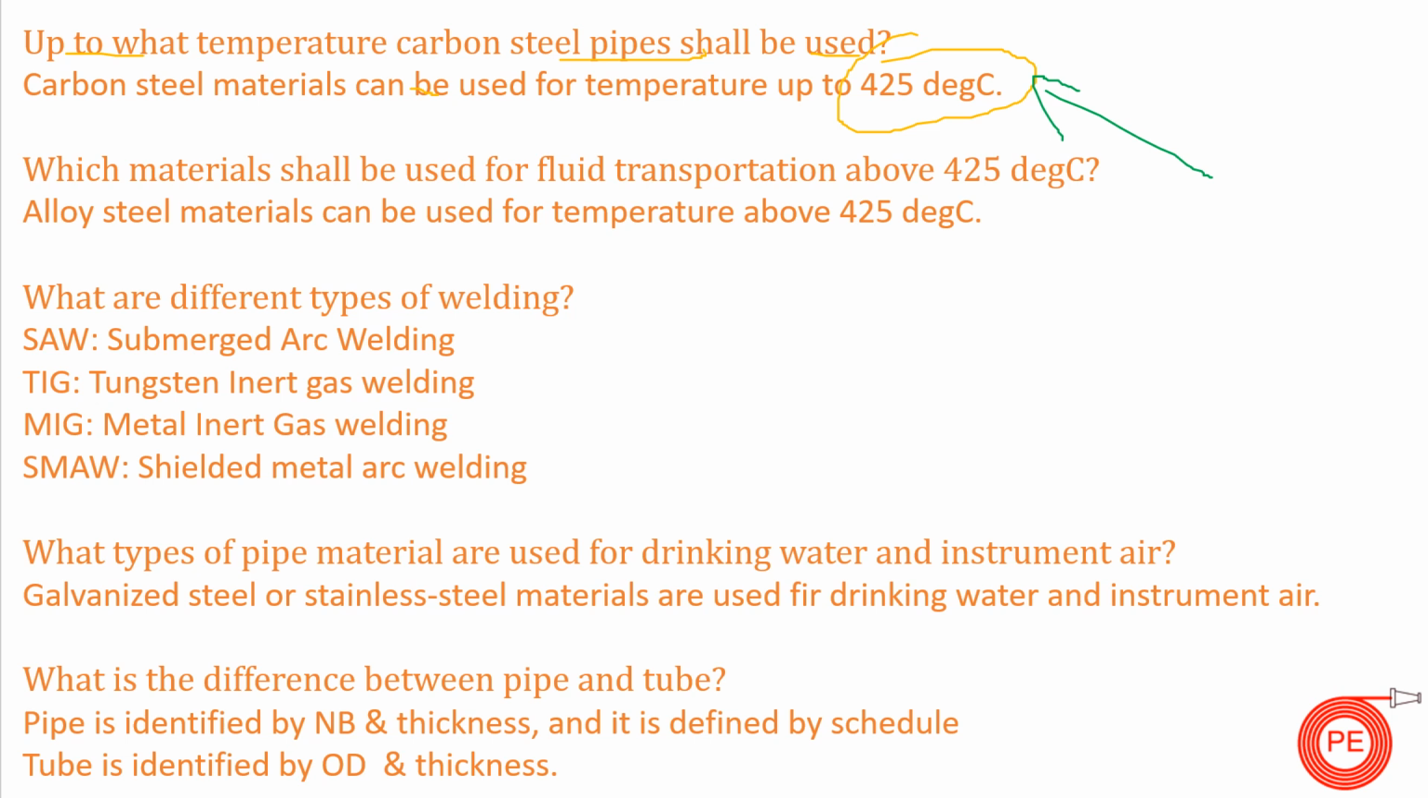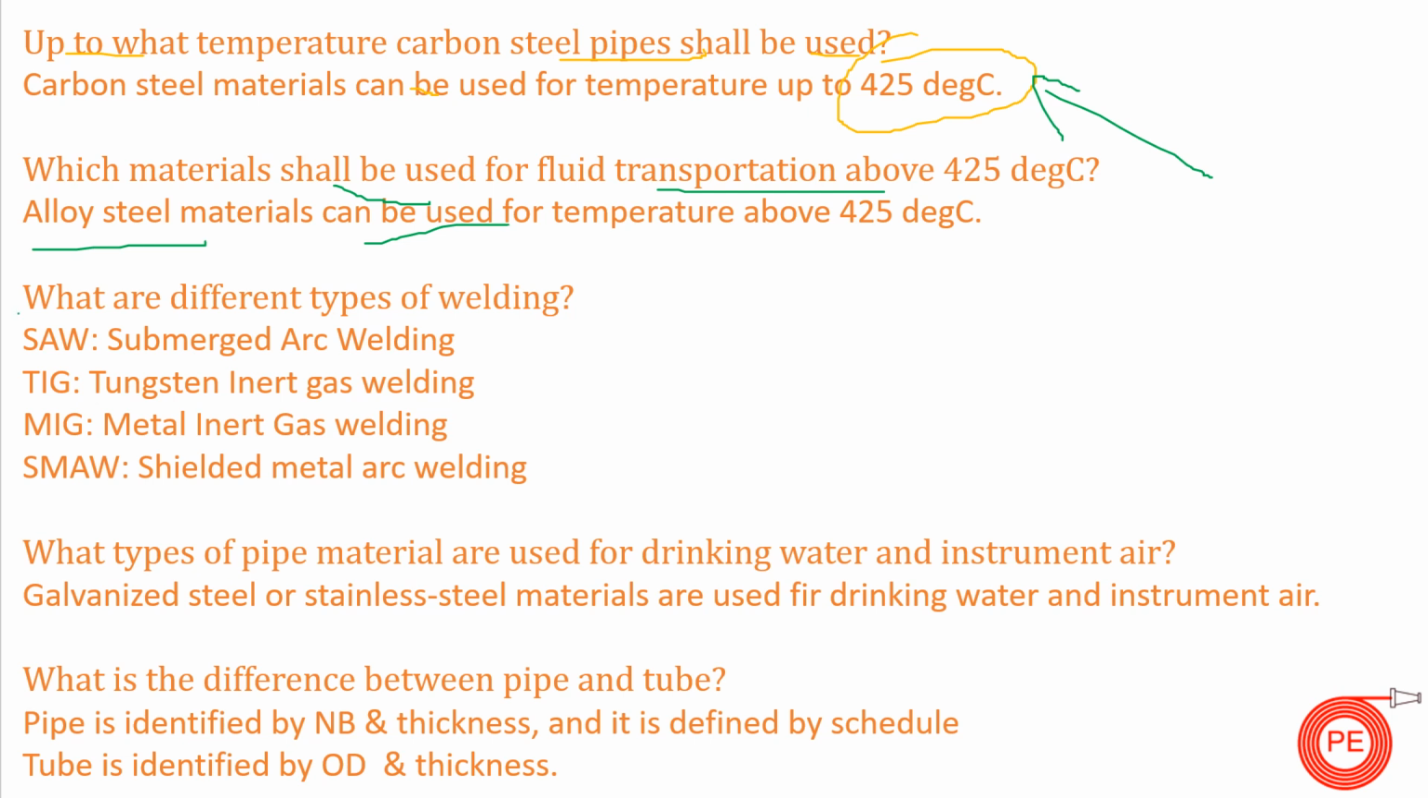Next question is, guys, which material is used for fluid transportation above 425 degrees Celsius? Up to 425 you can use carbon steel, but above 425 you have to use alloy steel materials. Alloy steel materials can be used for higher temperature services where carbon steel cannot fulfill the purpose.